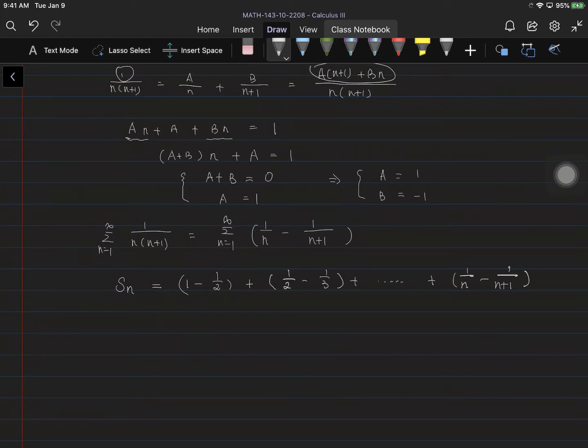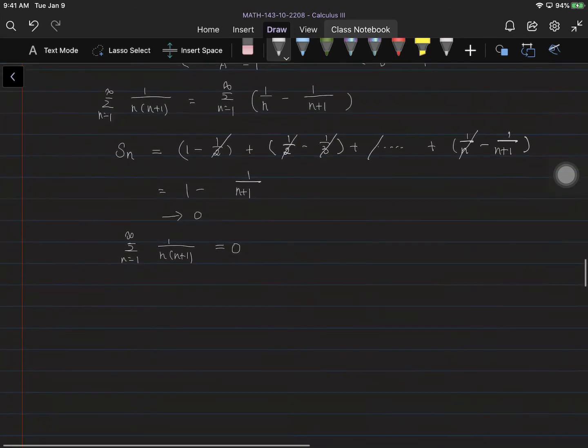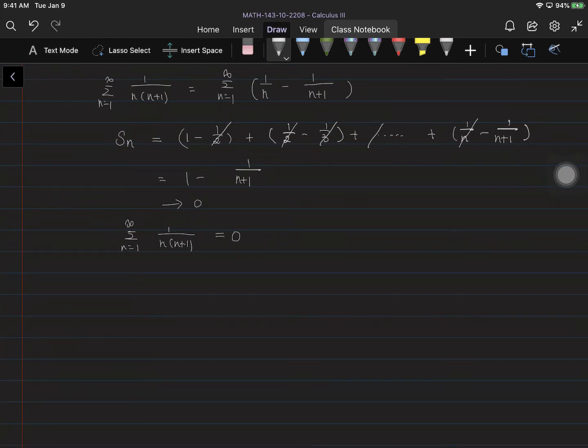Now simplify. We have negative 1/2, positive 1/2, negative 1/3. They all cancel actually, each cancelling with the previous one. So Sn equals 1 minus 1 over n plus 1, and this limit goes to 1. So 1 is the sum of our series. That's the definition for the sum of a series: the limit of the partial sum. And here you can try the exercise problems.